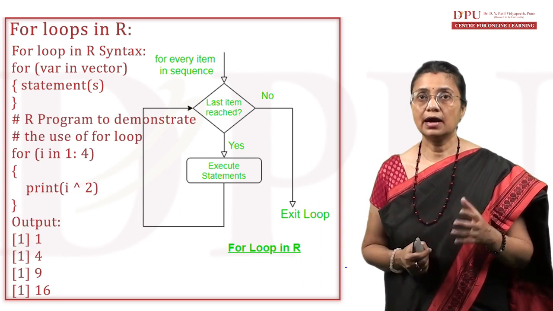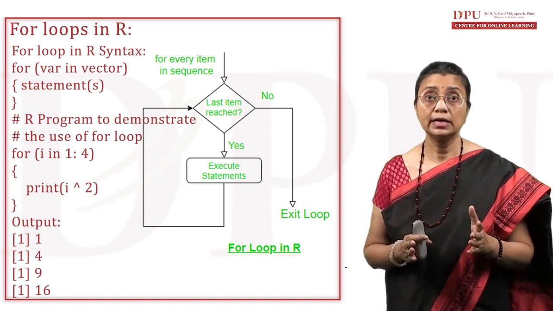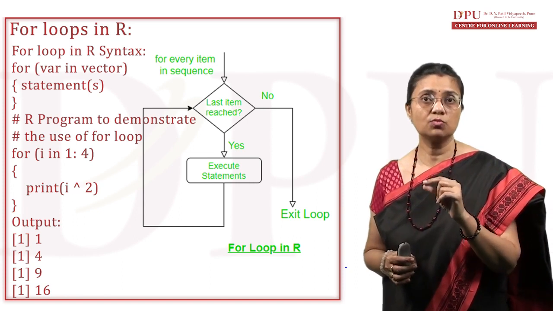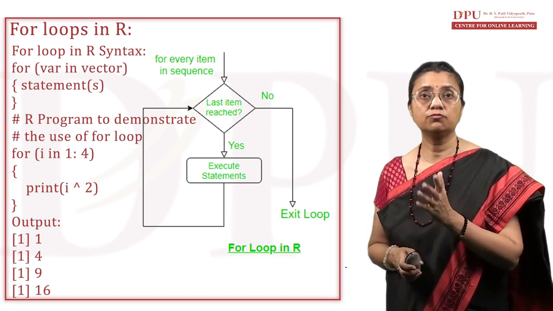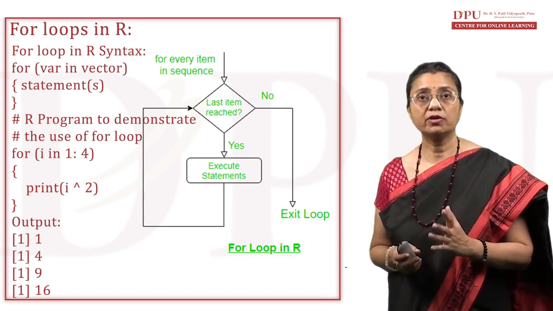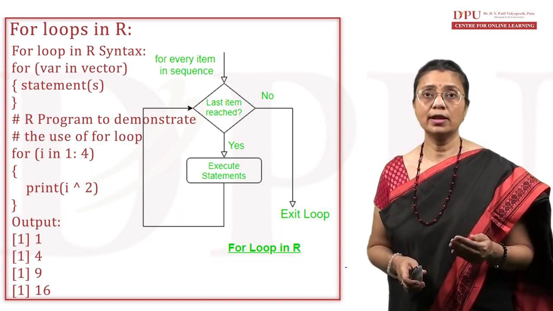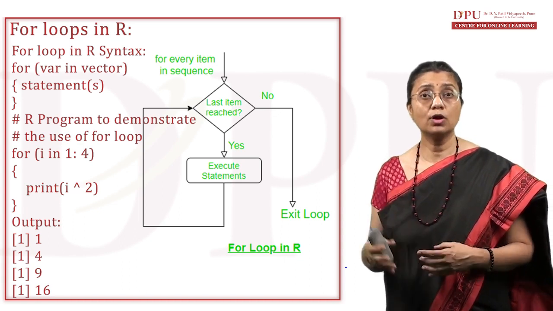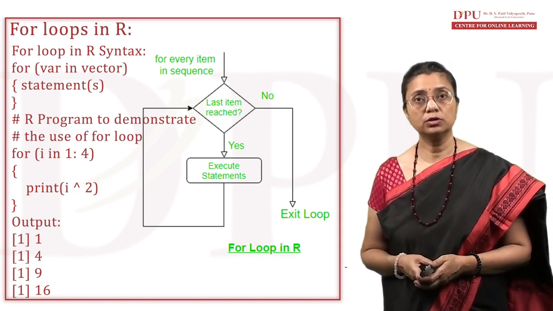In the next line, you can see our program to demonstrate the use of loop. This is an actual code where you can see for I in 1:4, which means I am checking whether I is present in 1:4 or not. My list is 1, 2, 3, 4, and I print I to the power of 2, which means the square of I. And you can see the output over here: 1, 4, 9, and 16. So this is basically printing the square of all the numbers ranging between 1 to 4. That is how we are printing the output on the screen.